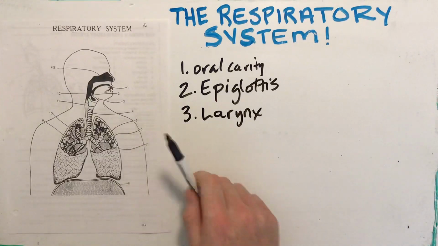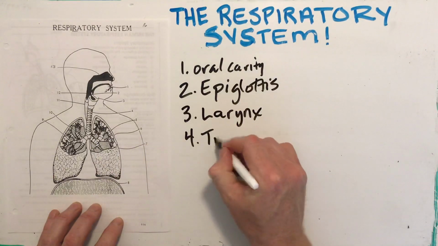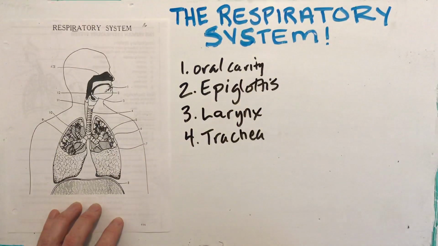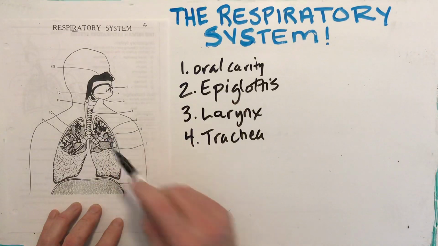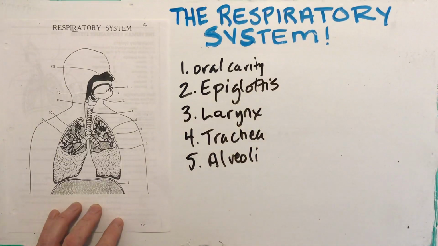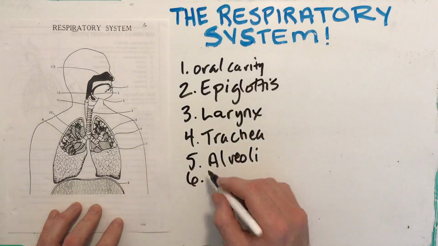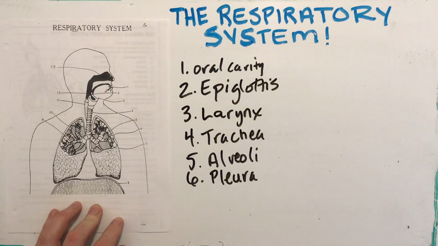Number 4 right here is that tube that goes down into the lungs, and you can see the cartilage rings. I know that that's the trachea. Number 5 are the little grape-like sacs found on the outer surface of the lungs. That's the alveoli. Number 6 is the outer coating of the lung called the pleura. All right, the pleura. It's like saran wrap around your lungs. Only oxygen and carbon dioxide can pass through.